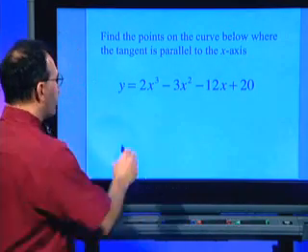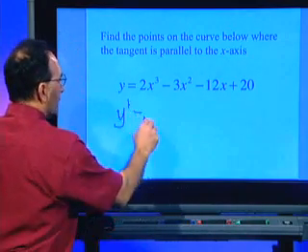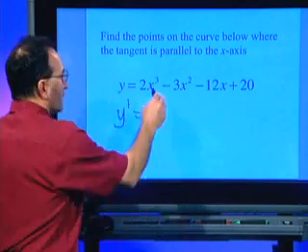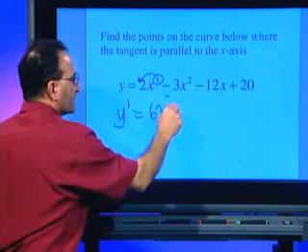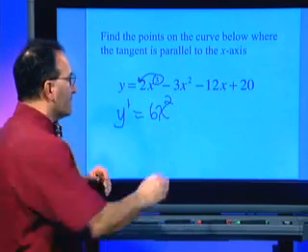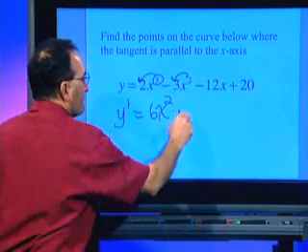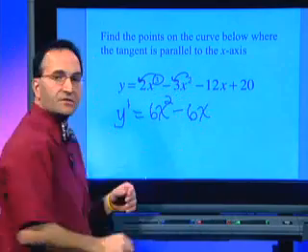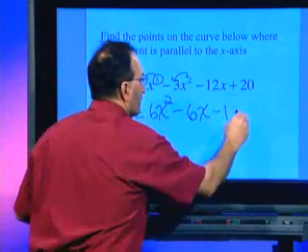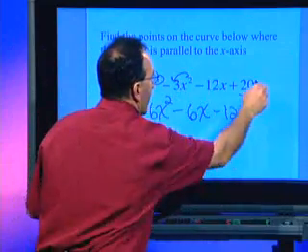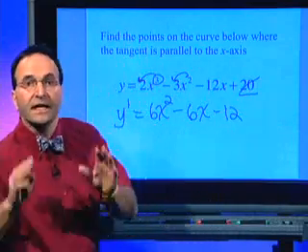So y prime will be equal to, bring the 3 down, multiply, we get 6x squared. Then, same thing here, we get minus 6x. And for the negative 12x, we just get negative 12. And of course, remember that the derivative of a constant is 0.